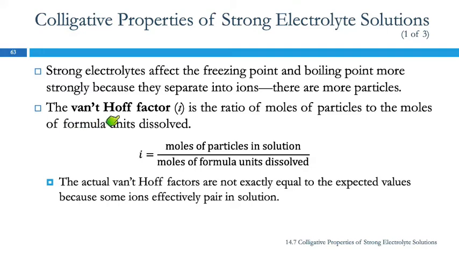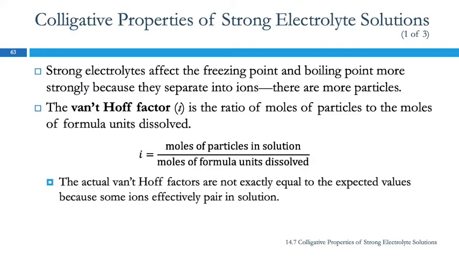So the Van 't Hoff factor, which is symbolized with an italic i, is the ratio of moles of particles in the solution to moles of formula units dissolved. So this would be what we could consider the concentration of the solution. Like if it's 0.2 moles per liter sodium chloride, then in a liter you would expect 0.2 moles, but the moles of particles would be greater because the compound is going to separate.